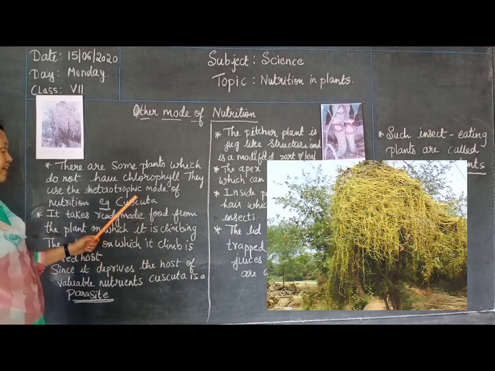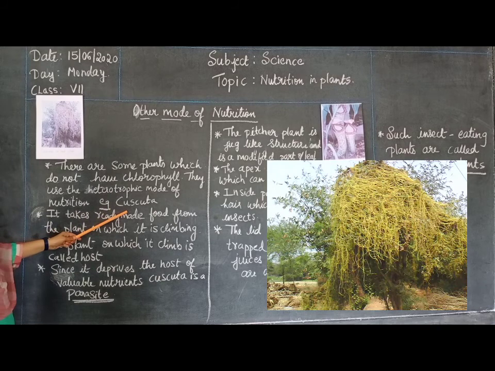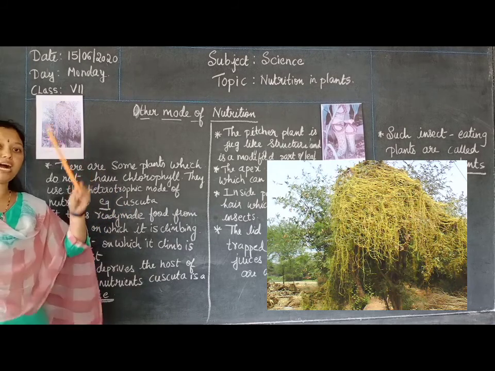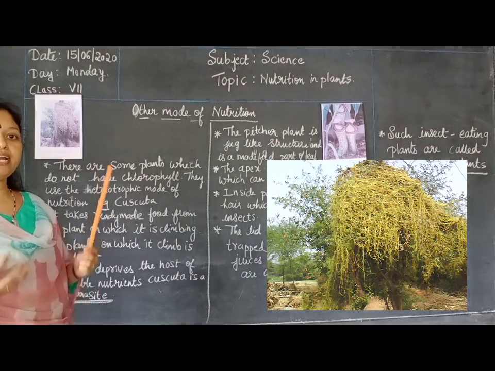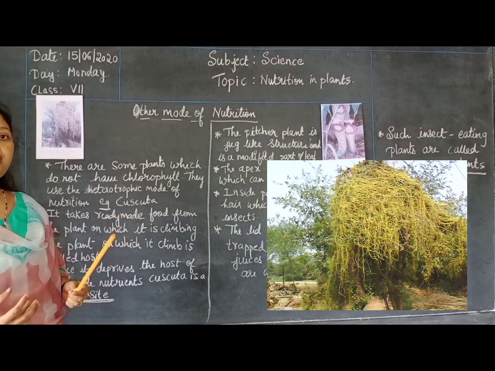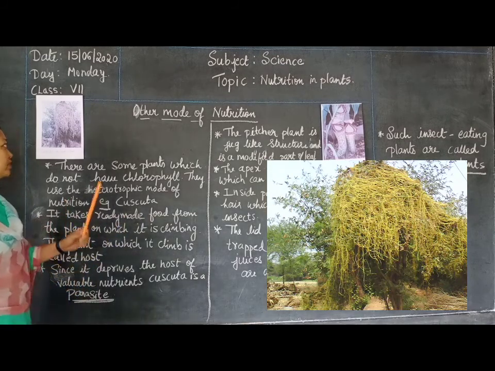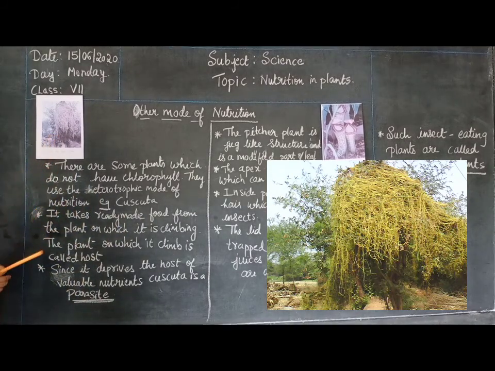The example I am taking for today is cuscuta. Cuscuta is a plant which depends upon another plant for whatever nutrients are there, and it survives on them. Here you can see the plant in the picture I have shown. A thread-like structure has grown on the plant. It sits on it and takes all the nutrients it needs to survive. So here it takes ready-made food.